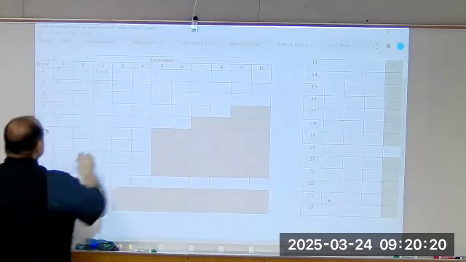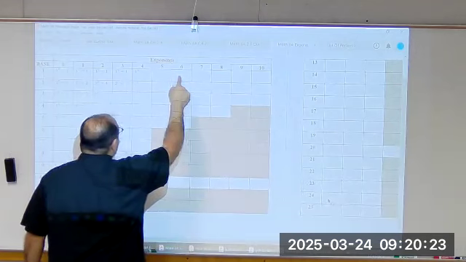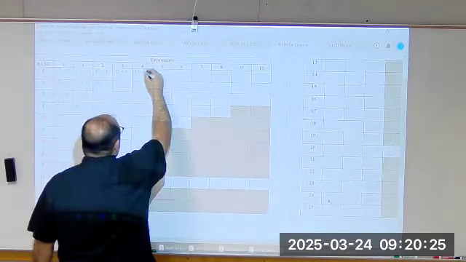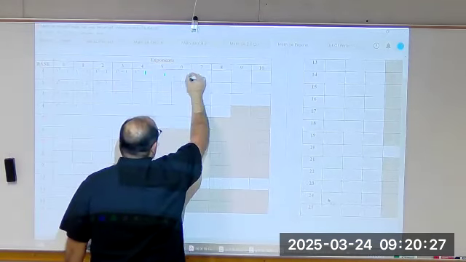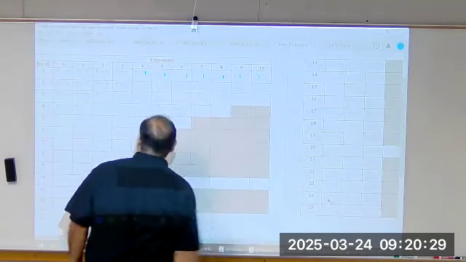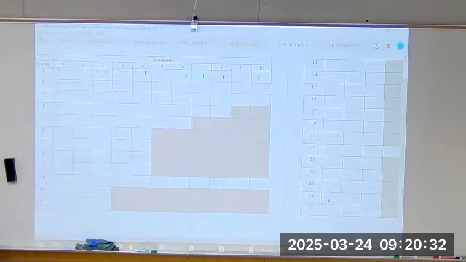Now, obviously, the answer to row 1, 1 to every power is a 1. 1 to the 5th, 1. 1 to the 6, 1, 1, 1, 1. Okay?